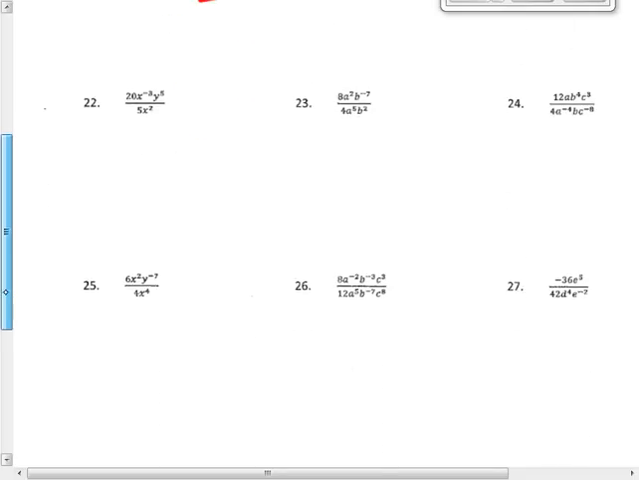Jump down to 22. Number 22, I've got the numbers I want to deal with like a division problem. 5 goes into 5 once and into 20 4 times. So I have 4 on top and 1 on the bottom.